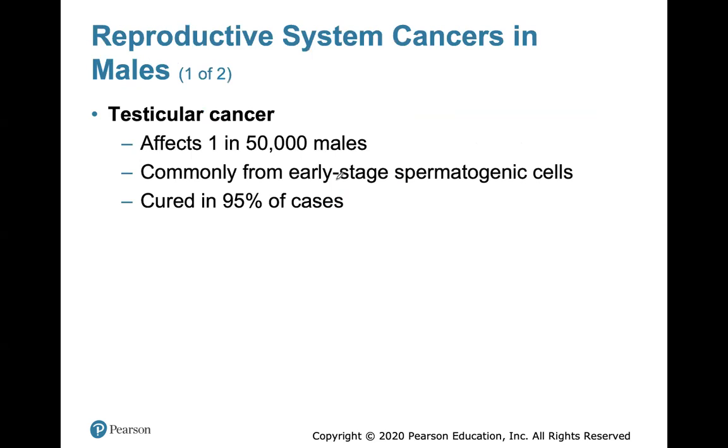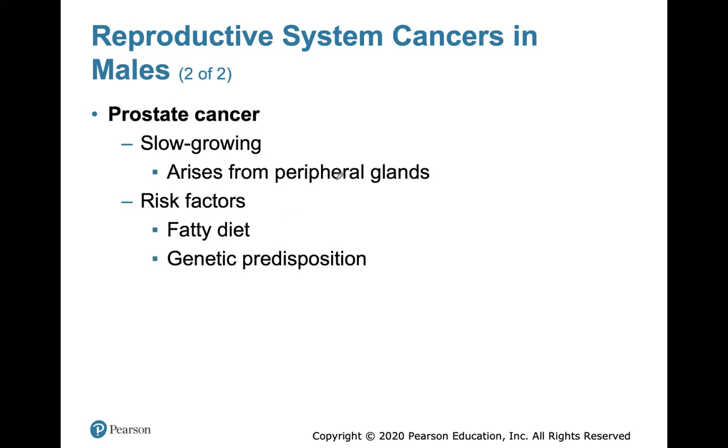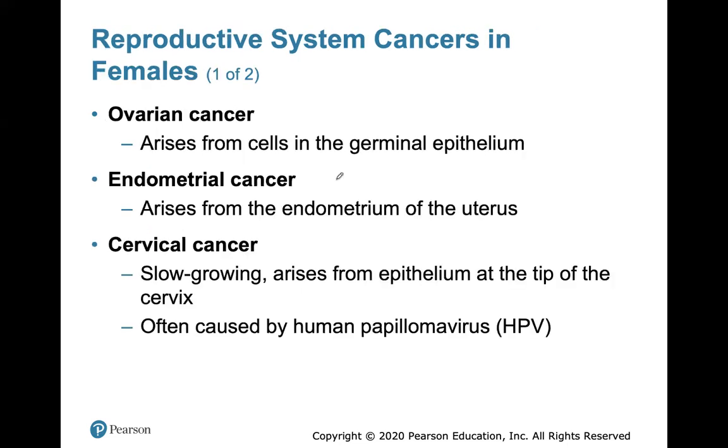Reproductive system cancers in males. So testicular cancer affects about 1 in 50,000. It's cured in 95% of all cases. Prostate cancer is slower growing. Risk factors are a fatty diet or a genetic predisposition.